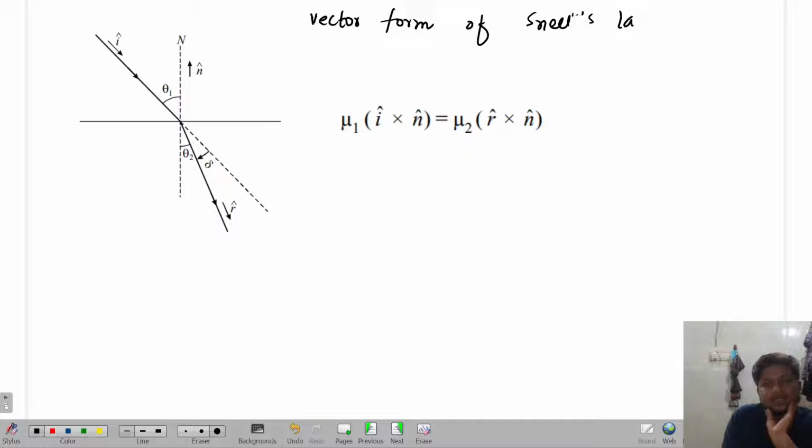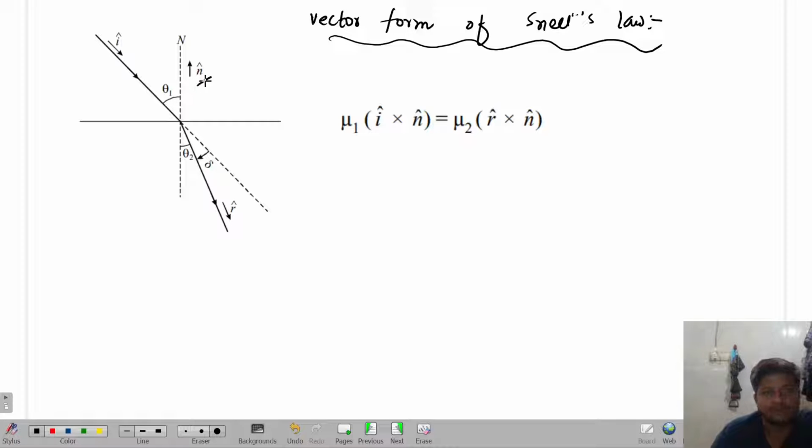What does it tell? Let's suppose you have incident ray represented by unit vector I cap, I represent the normal by unit vector n cap, then I represent the refracted light by r cap unit vector. So what does vector form of Snell's law tell? That if I take the cross product of incident vector with respect to the normal vector, and if I multiply with the refractive index, let's suppose this is lying in the medium 1 and this is medium 2.